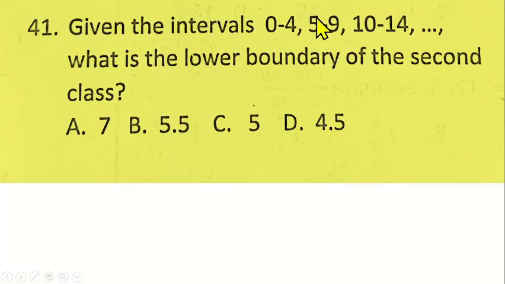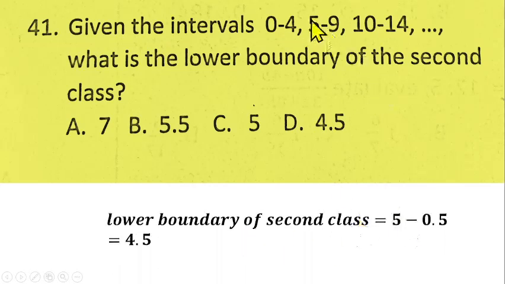To get the lower class boundary, we take the lower class interval and remove 0.5 from it. So you have 5, which is the second class. To get the lower class boundary from this second class, you remove 0.5 from this lower class interval. So 5 minus 0.5 gives us 4.5, which is option D.